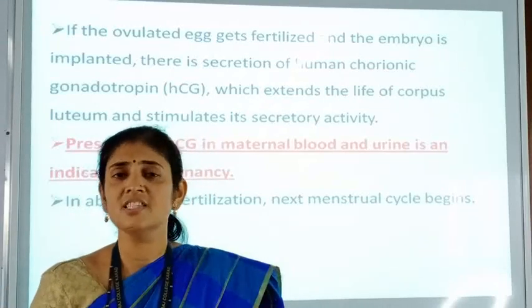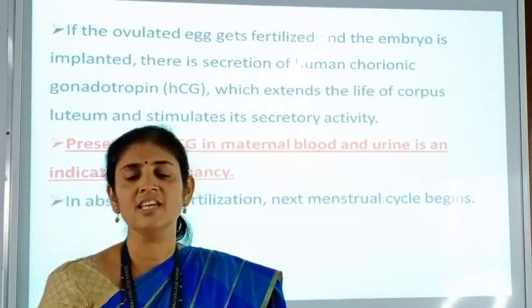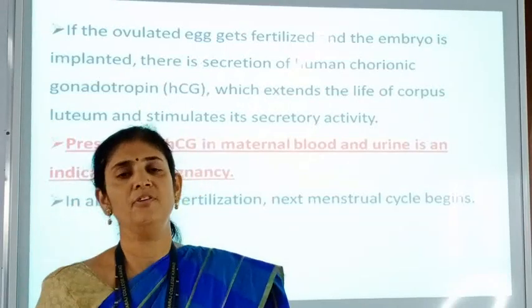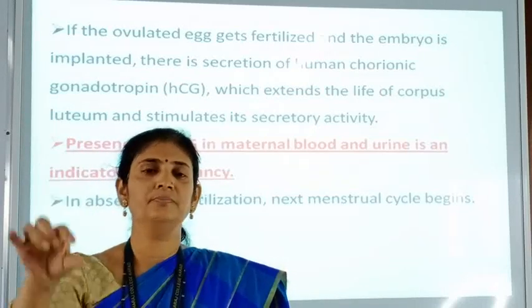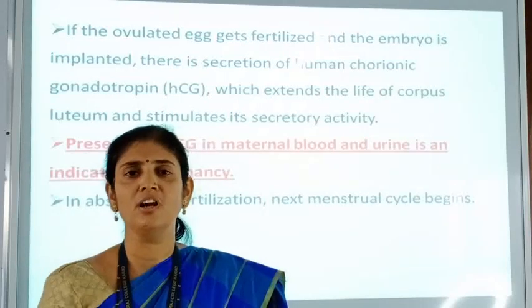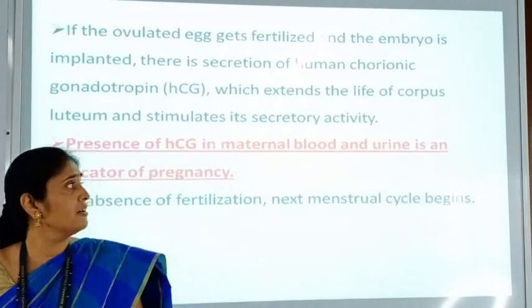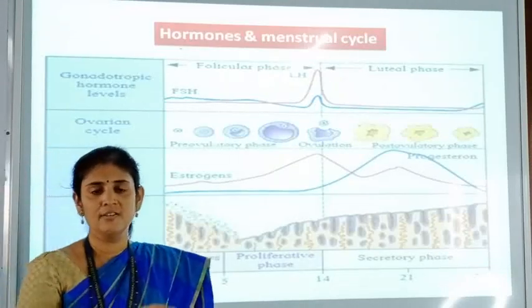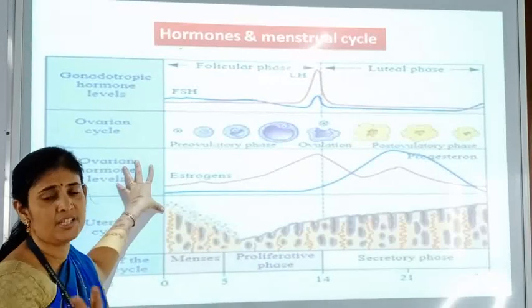If pregnancy is conceived, then that corpus luteum is maintaining the pregnancy, and if there is no fertilization, no pregnancy, again that ovum gets degenerated or disintegrated, and the uterine wall also gets disintegrated. So in this way, the menstrual cycle points we have completed. Now we have to see the diagrammatic representation also.